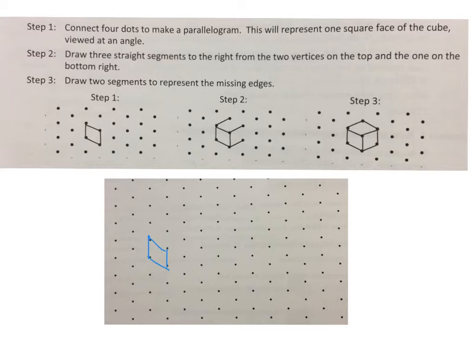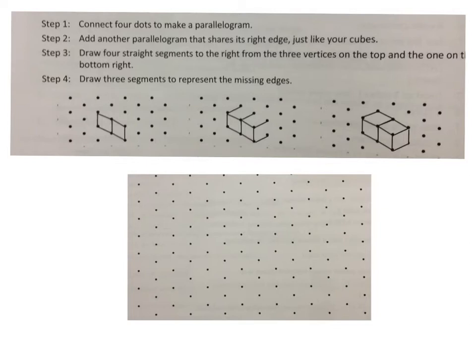Step 2, you're going to draw 3 straight segments to the right of the 2 vertices. Okay, so vertices are corners. So here are the top 2 vertices. You see that? So you're going to draw straight lines, not like that, okay? You're going to draw them like this. Do you see that? And then also the vertice on the bottom right, like that. Okay? Now those are the lengths, or the widths, however you want to classify it. Step 3, you're going to draw 2 segments to connect the missing edges. Okay?